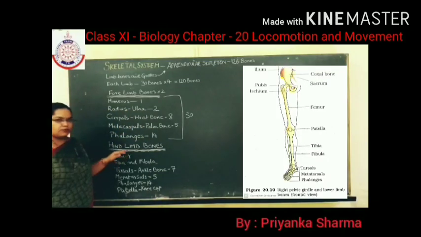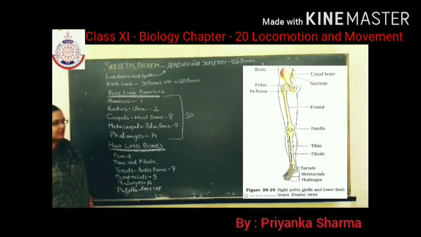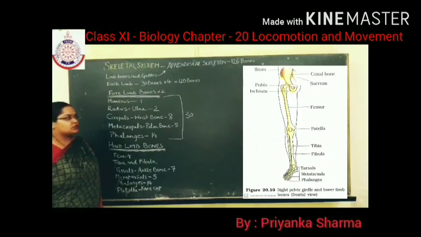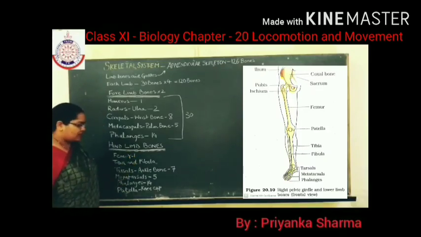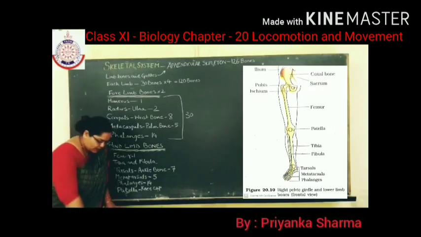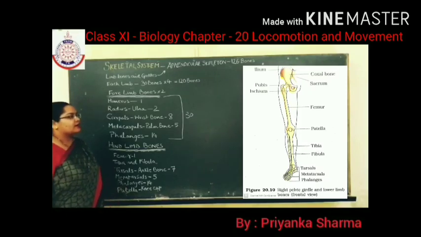Now the hind limbs, meaning the leg. Similarly in the leg, you can see in the diagram, the first bone is the femur. Femur is also known as the thigh bone, and it is the longest bone present in the human body. Then next are the tibia and fibula. The inner one is known as the tibia and the outer one as the fibula. You can see in the diagram, tibia and fibula.